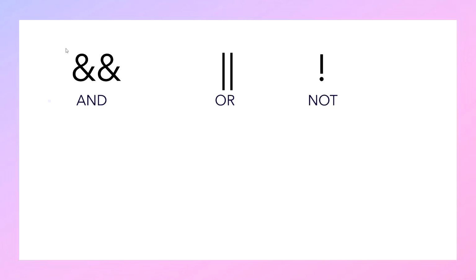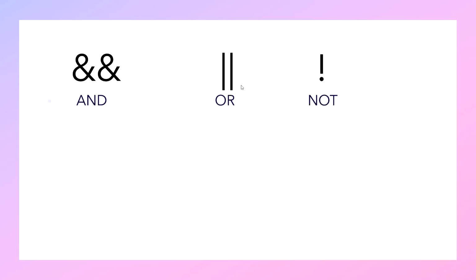There are three logical operators. One is the AND operator, the other is OR, and the other is NOT. AND operator is when we give two conditions, when both the conditions are true, it is going to show it as true. If any of the condition is false, then the total thing is false.